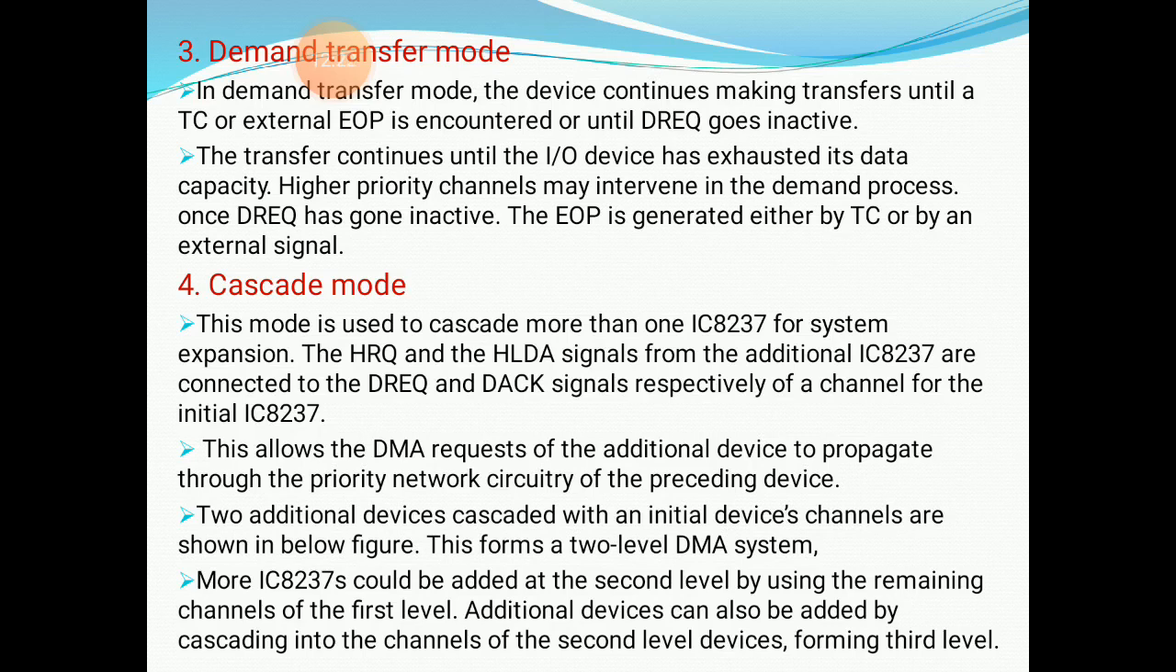In single mode, only 4 peripherals can be connected. In cascade mode, more than 4 peripherals can be connected to access the DMA transfer.